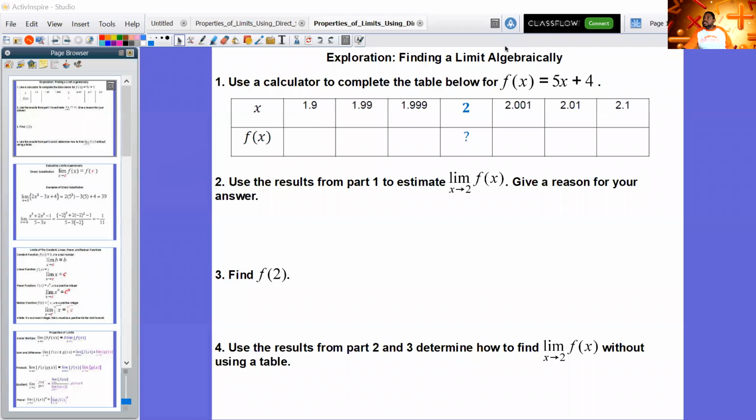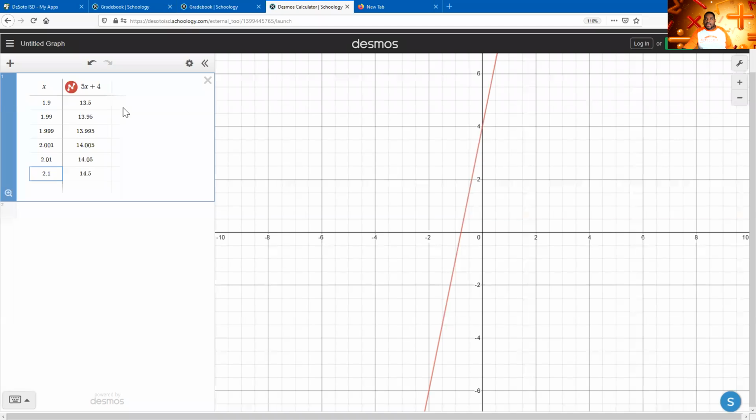And it says, finding a limit algebraically. We want a calculator to complete the table below for f of x equals 5x plus 4. So what I want to do is go to my calculator. I'm going to be using Desmos. And I don't own the rights to Desmos or anything like that.